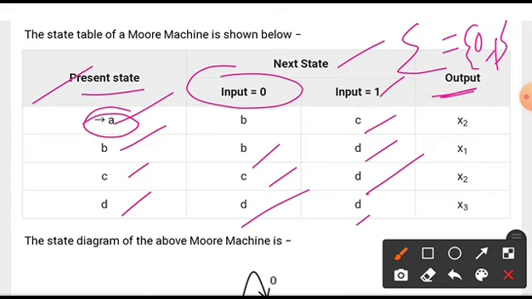Here we have already learned that in the case of a Moore machine the output depends upon the present state, so the states are already associated with the output. But in the case of a Mealy machine we have known that the output depends upon both the present state as well as the present input. So in this Moore machine, the output is already associated with the states.